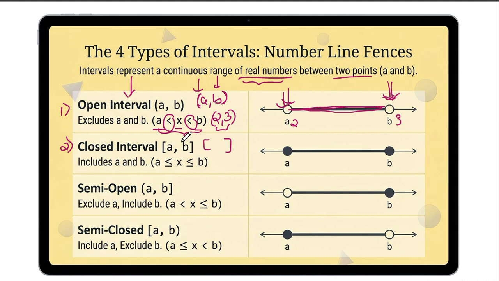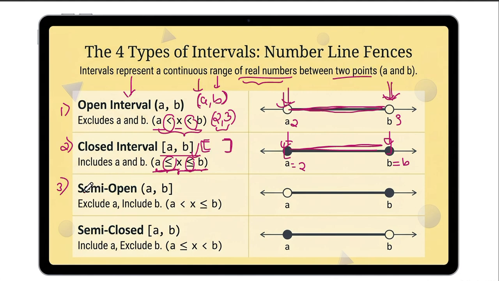For close interval the notation is like this, and close interval means end points are included here. If I take a equal to 2 and b equal to 3, in this close interval all the numbers between 2 and 3 are there, plus 2 is also there and 3 is also there. That is called close interval. We can write a ≤ x ≤ b. Here the equal to sign is also there, that means it represents close.